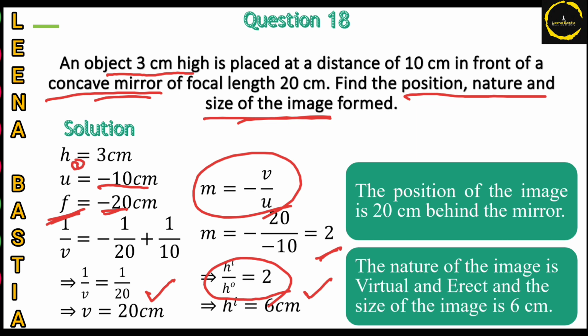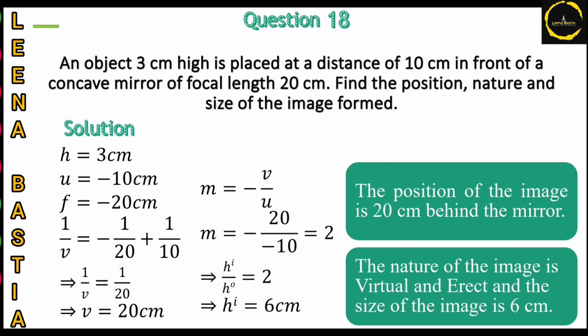Now we have to write the position, nature and size of the image. The position is what we have calculated, that is 20 centimeter behind the mirror. It will be behind the mirror because the V value is positive. Now if it is behind the mirror and it is a concave mirror case, then there is only one case where the nature is virtual and erect, and the positive sign of V also says that it is virtual and erect. The size of the image is 6 centimeter, which we have just calculated. I hope this one is also clear.